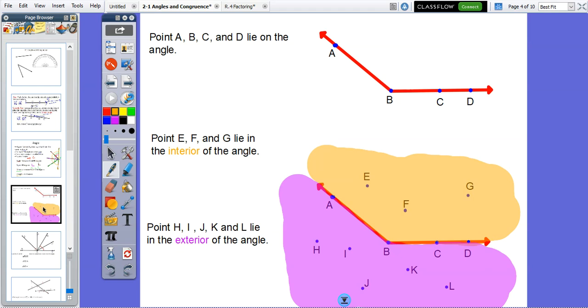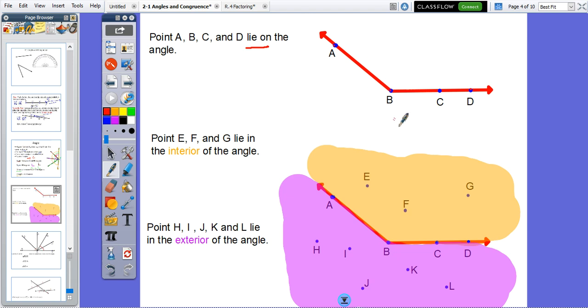So let's talk about some wordings that we're going to be using a lot throughout this. So when we're talking about points that lie on the angle, we're talking about the points that exist on those actual individual rays. So we have A, B on this ray, B, C, D on this ray right here. They lie on the angle because they're on it.